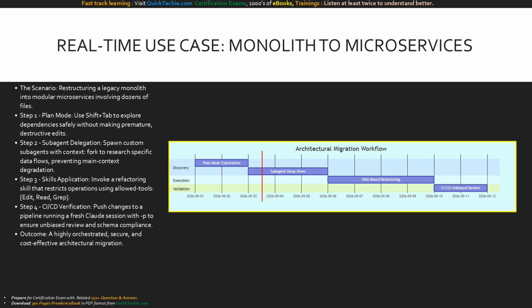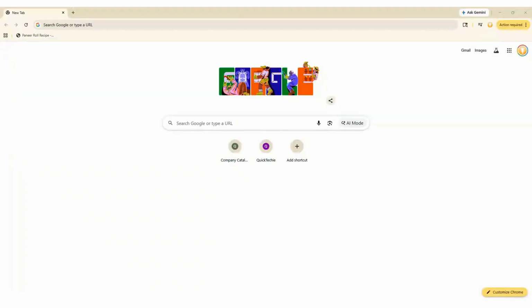This Gantt chart visualizes our real-time use case timeline. We start with discovery using plan mode and isolated subagents. Once mapped, we move to execution via tool-restricted skills. Finally, we conclude with validation, running unbiased reviews in the CI/CD pipeline. A perfect, structured migration.